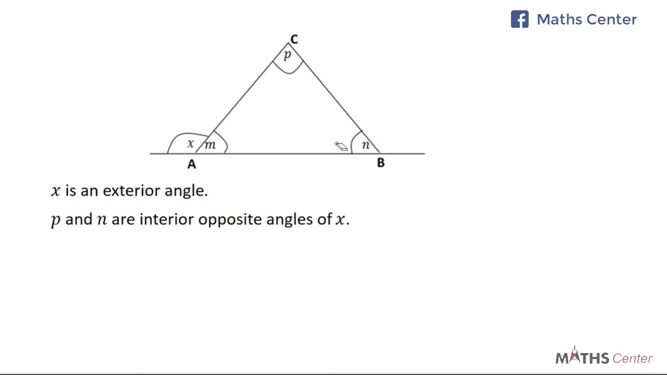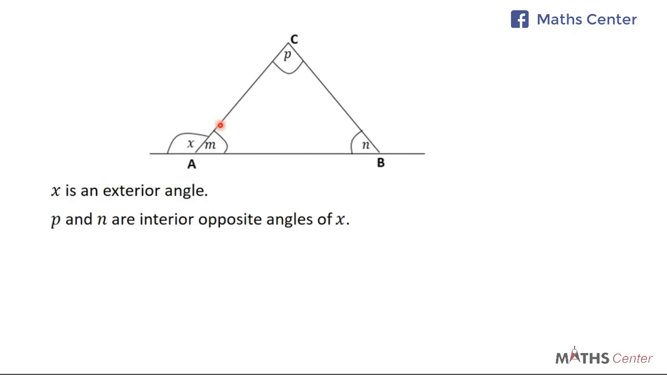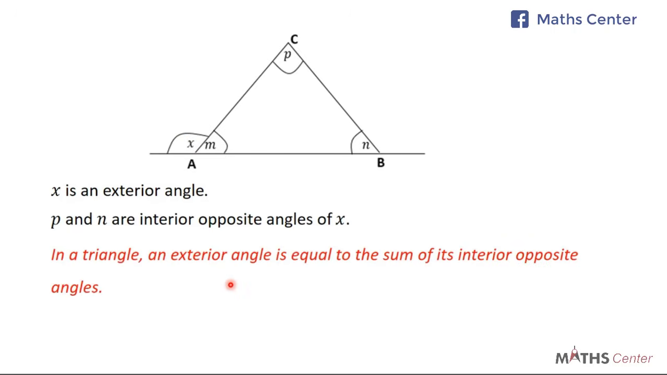I'm going to erase the pen here so that we can continue. So here we say that P and N are the interior opposite angles of angle X, as we have here. Now in a triangle, an exterior angle is equal to the sum of its interior opposite angles. I hope this is clear. So here, the exterior angle, which is x, is equal to the sum of its interior opposite angles. So here, the interior opposite angles are P and N. So the exterior angle, which is x, is equal to the sum of its interior opposite angles, which is P and N. I hope that is clear.